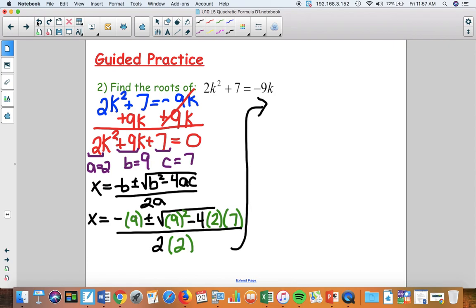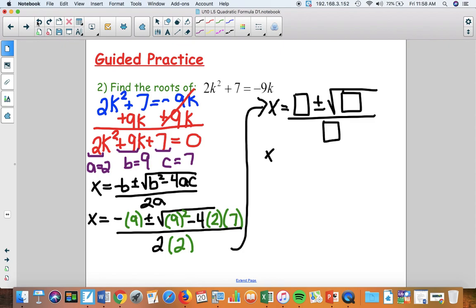So we have x equals. We want a number here. We want the plus or minus. We want the square root. We want the number underneath the radical. And we want the number in the denominator.